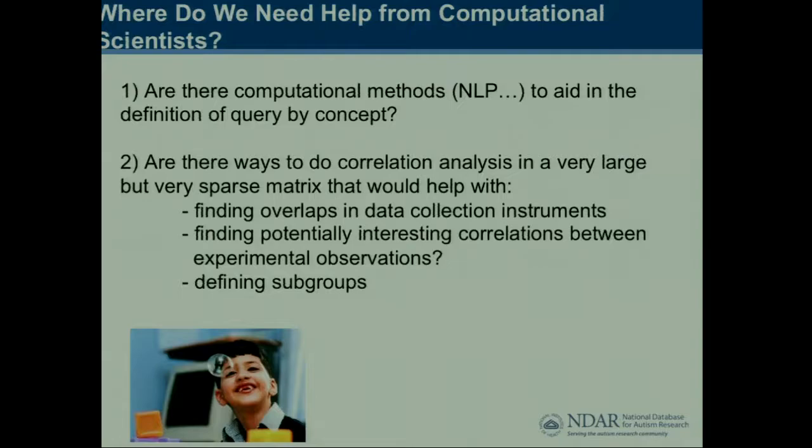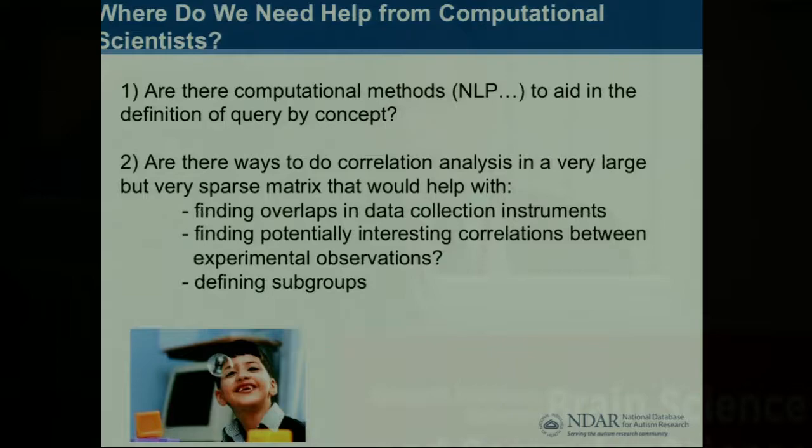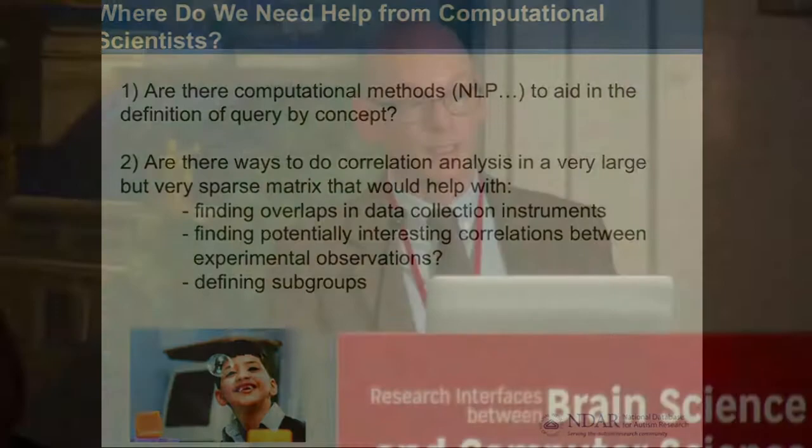This is my last slide, with help I'd like from people. First, are there computational methods to aid in this definition of query concepts? I think that really is a big deal for us moving forward. Second, we've got this large sparse matrix. It's got 77,000 subjects in one dimension and 50,000 data elements in the other dimension. Are there good ways to find overlaps between common instruments? We would very much like to help the research community settle on a small number of really useful instruments or questions from those instruments rather than continuing to collect data from very large numbers of instruments.